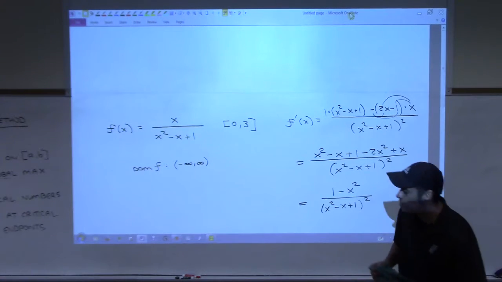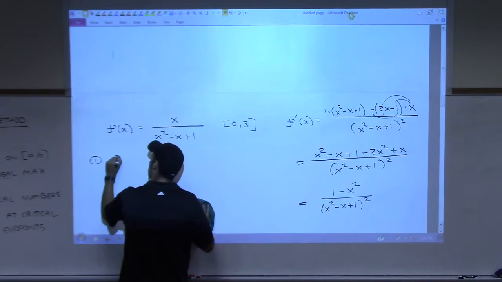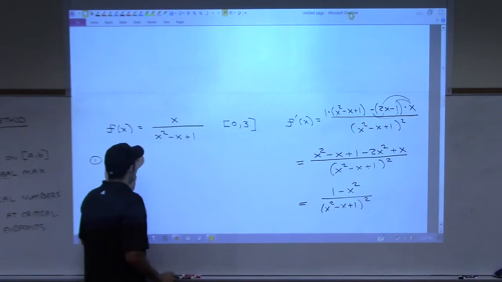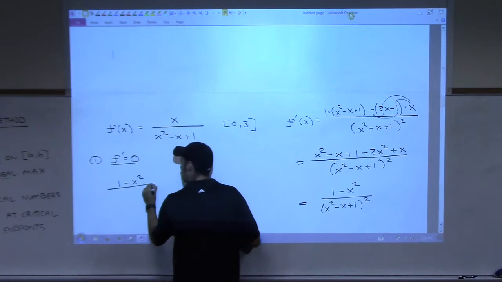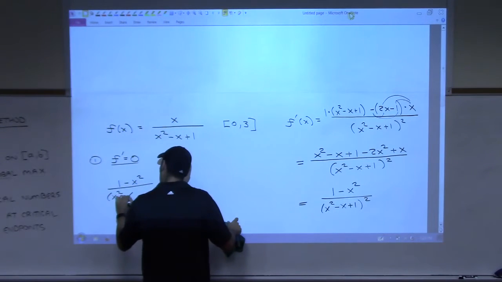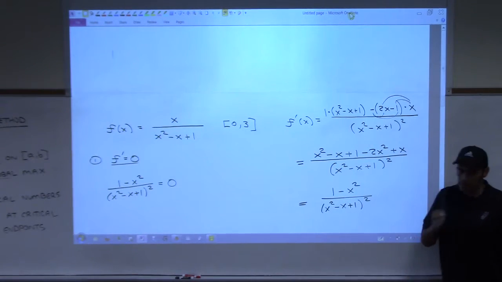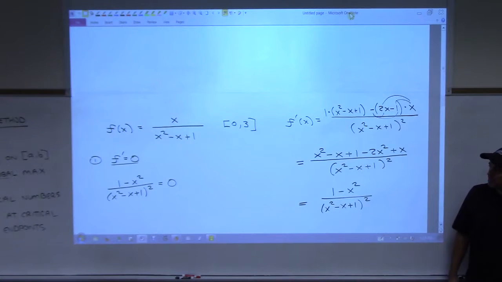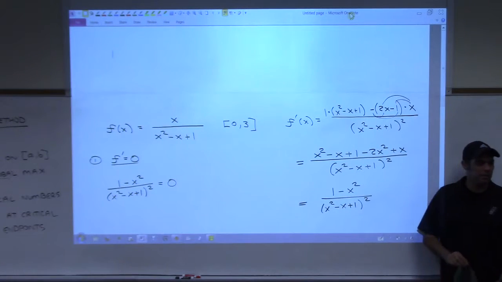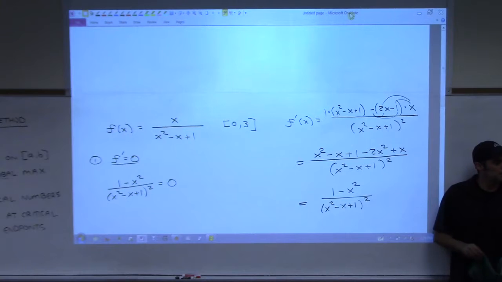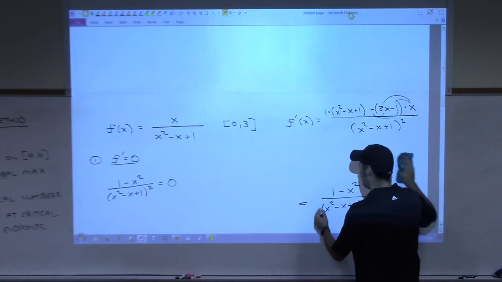And now let's go through the process of the steps. The first thing I'm going to do for the steps is figure out where the derivative is 0. So I take my derivative, 1 minus x squared over x squared minus x plus 1, that quantity squared, and I set it equal to 0. Does that look bad to you? Does that look like an equation you feel like solving? Does it look intimidating a little bit? Yeah, need some algebra, but it's not easy. What sort of algebra are you going to use to solve that? I'm going to leave that right there.